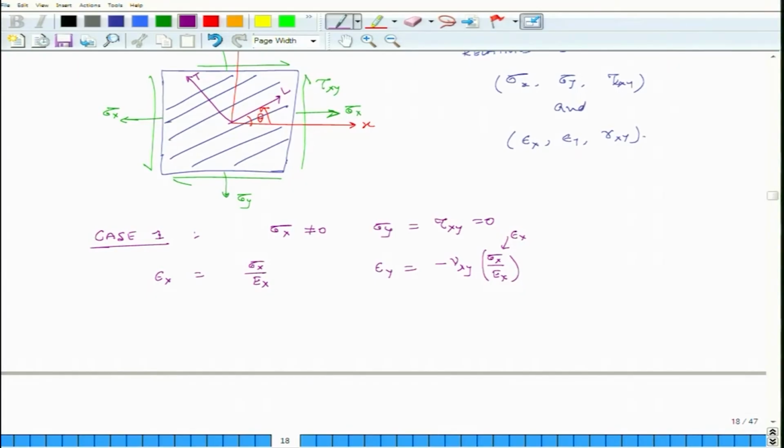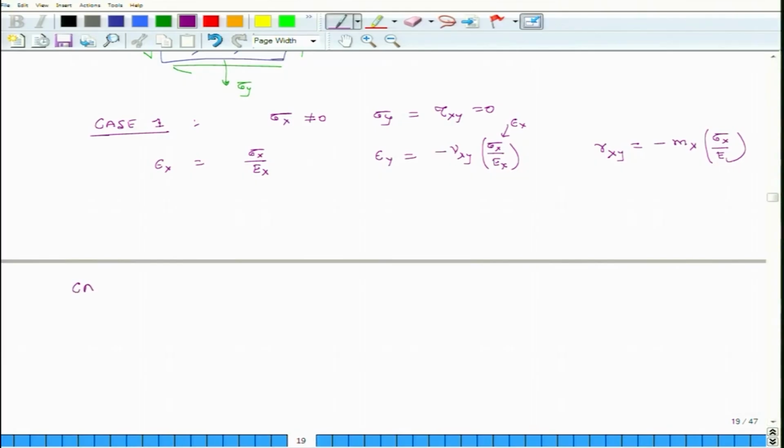And it will also exhibit a shear strain. So, it will also exhibit shear strain, and that we define as negative mx times sigma x by EL, okay, sigma x by EL. So, this is the first case.